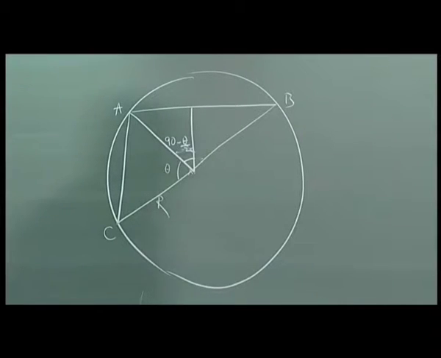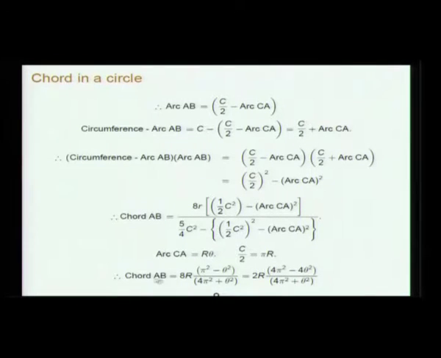So, that is this arc CA, and C by 2 is pi into r. So, chord AB, in the modern notation, is 8r into (pi squared minus theta squared) divided by (4 pi squared plus theta squared), and so this I can write as 2r into. So, this is what it reduces to. What he is stating, of course, is chord AB is like this, whereas what we get in the modern notation will be like this.